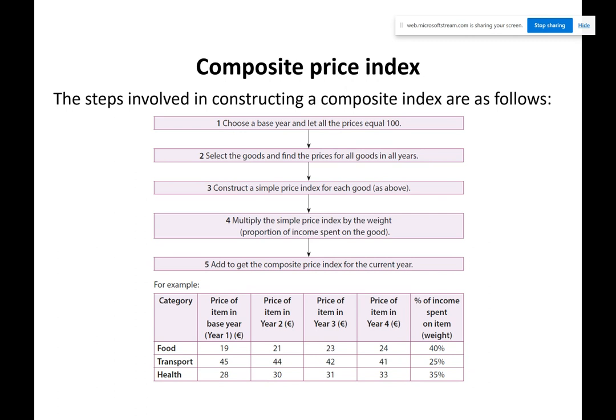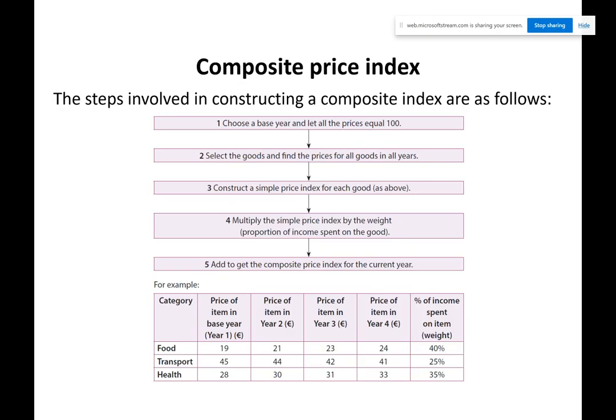Select the goods and find the prices of goods for all years. So we've selected our goods. Our goods are food, transportation, and health. Find the prices for all the goods in all the years. Well, you can see there the price in year 1, price in year 2, price in year 3, price in year 4. Number 3, you can construct a simple price index for each good, which is what we've been doing.